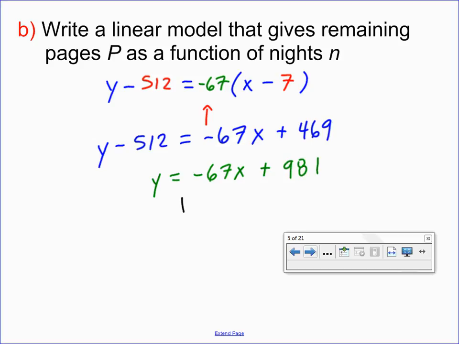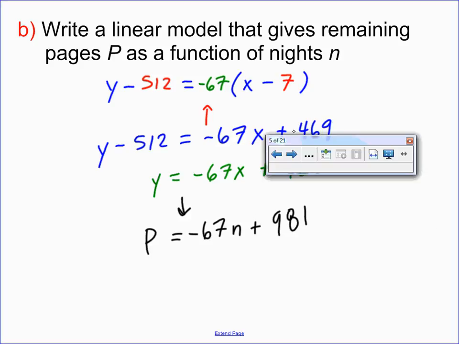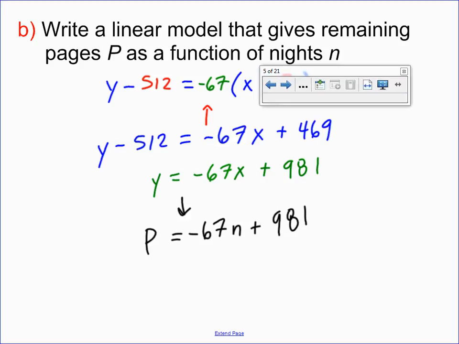And lastly, we'll go ahead and write this now as the number of pages p remaining as a function of nights spent reading n. So I'll go ahead and call this p equals negative 67n plus 981. Raise your hand if you generated this equation, either in green or in black. Did you generate that equation? Hey, great work, you guys. That's awesome.